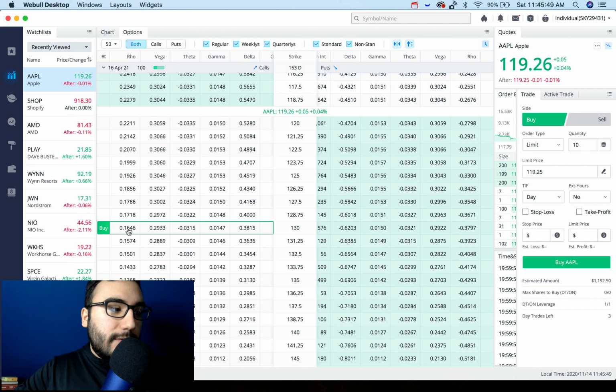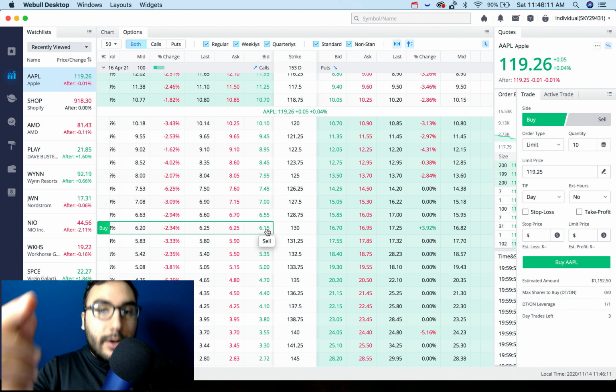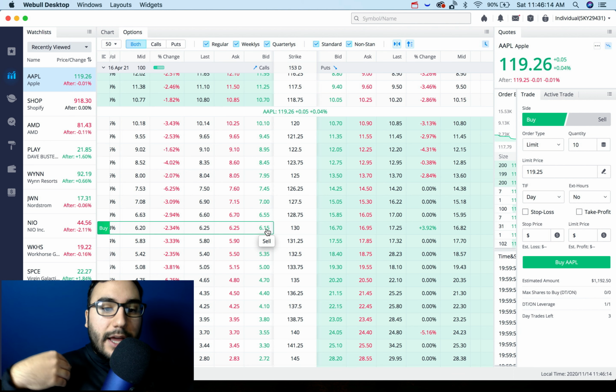So we're going to talk about delta first here. Delta, very simply, guys, is how much the option moves for each $1 move the stock goes up or down. In this case, we're going to be paying $6.15, but oh no, we're not, because we have to multiply that by 100, since each contract is 100 underlying shares. So one contract of Apple at the 130 strike price is going to cost us $615. That is what we have to pay for this Apple contract.